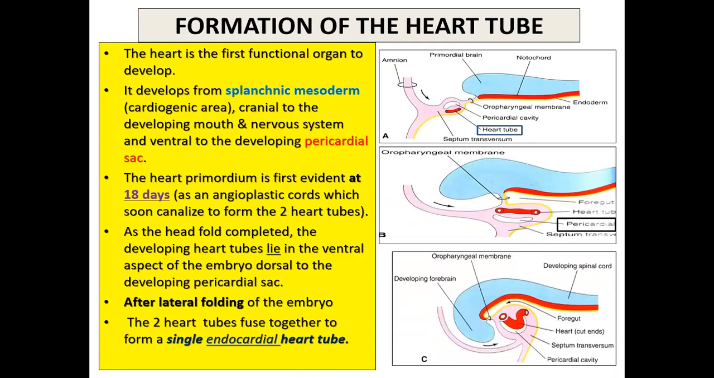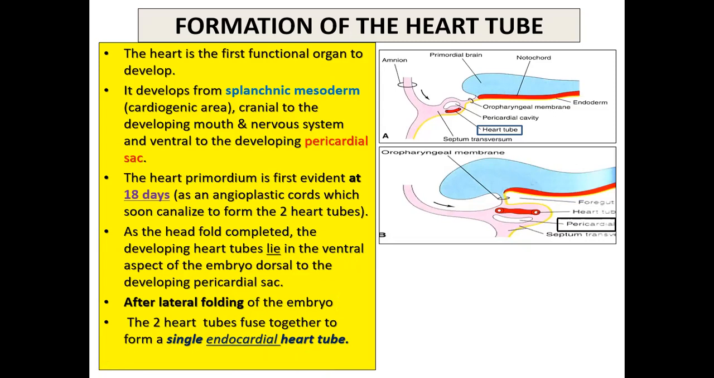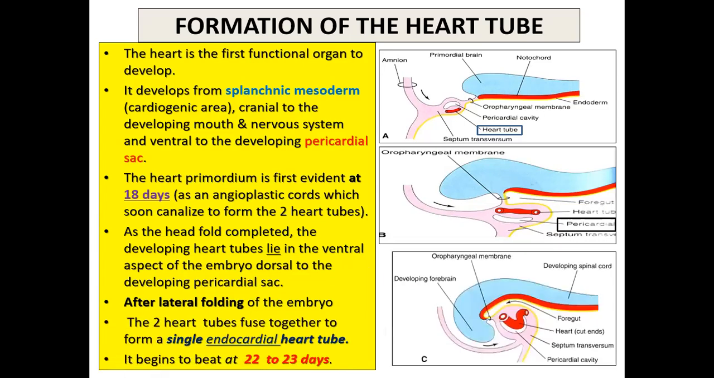You can see the foregut, the developing spinal cord, the pharyngeal membrane, the developing forebrain, and then the septum transversum and the pericardial cavity surrounding the heart. So you can see the heart is one which develops very early in life. It begins to beat at 22 to 23 days. The heart starts beating at 22 to 23 days. But you remember the heart starts being felt on the 18th day. So that is how it is.